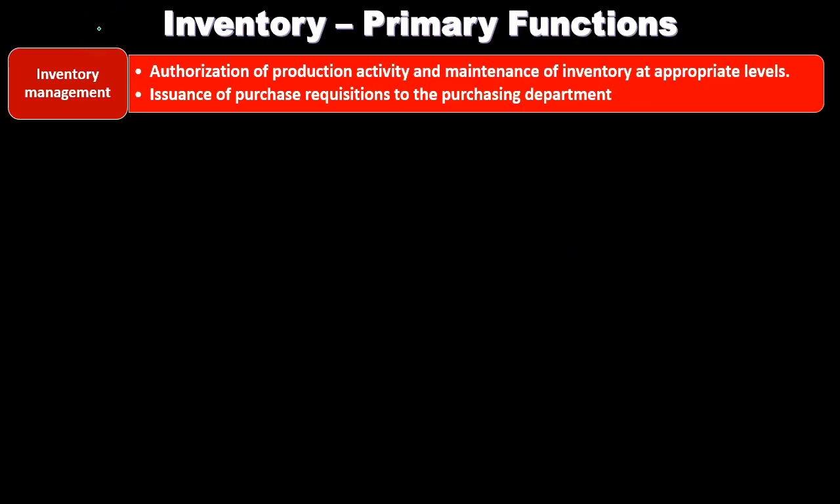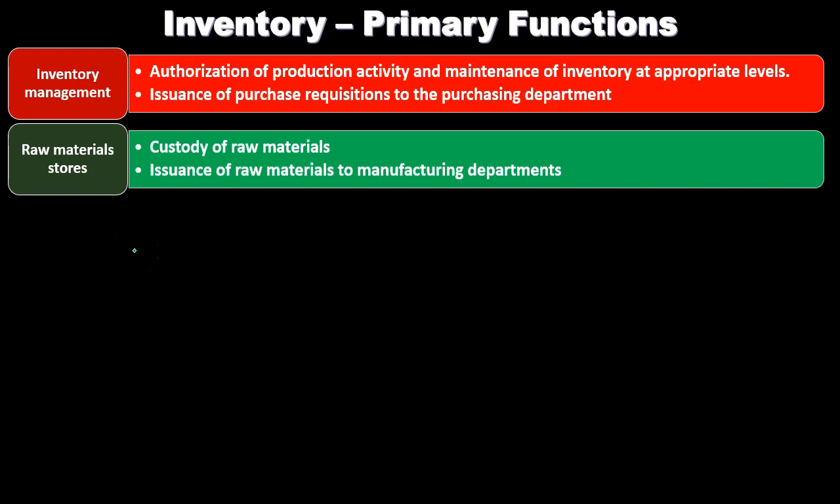Now we're going to take a look at the primary functions related to inventory. First, we have inventory management. The primary function of inventory management is authorization of production activity and maintenance of inventory at appropriate levels, and issuance of purchase requisitions to the purchasing department. Then we have the primary function of raw materials stores. That involves the custody of the raw materials and issuance of raw materials to the manufacturing department.